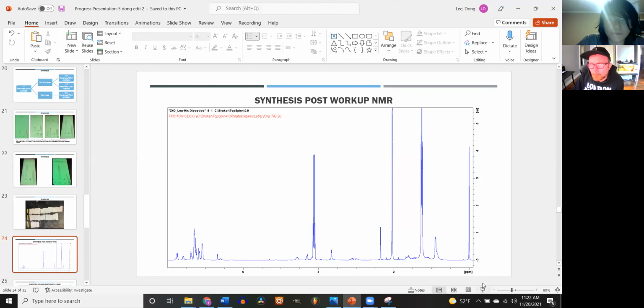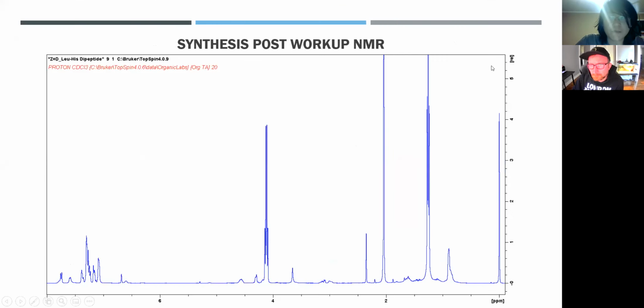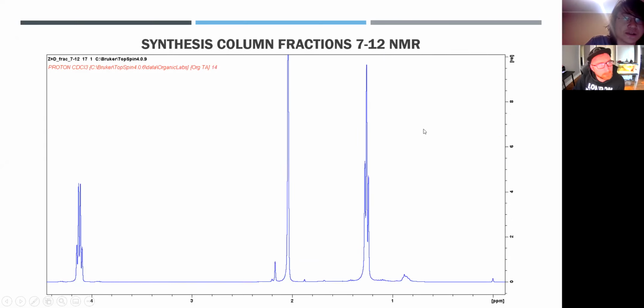All right, so we obtained NMR samples at different parts of the synthesis. This is right after we did the acid base wash workups. Not much to say about here. Definitely huge peaks, but I feel like most likely those are solvent peaks. There's some peaks in the aromatic region, but let's see.